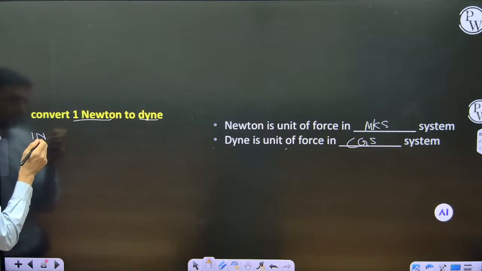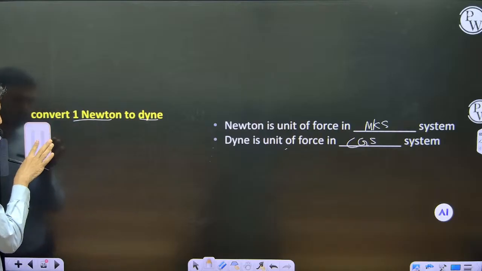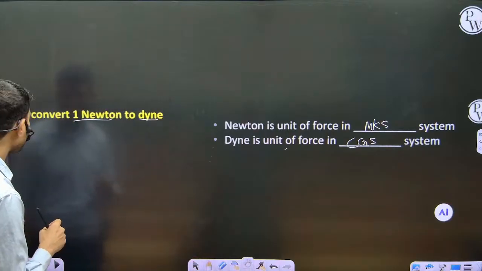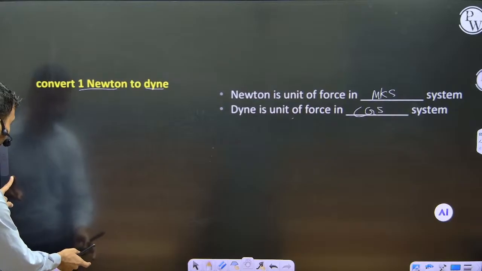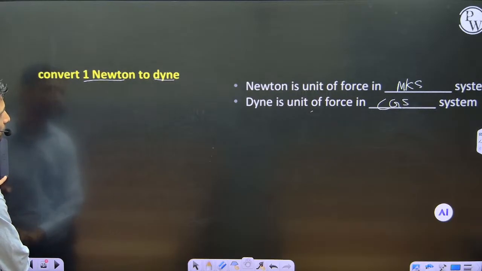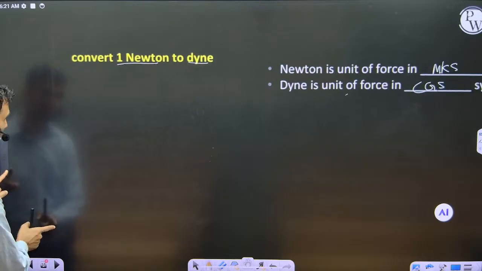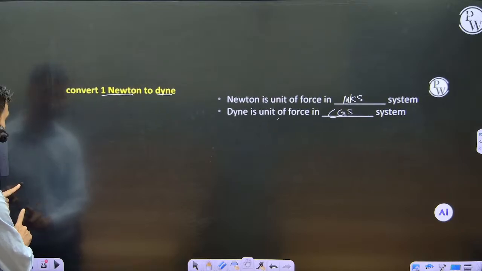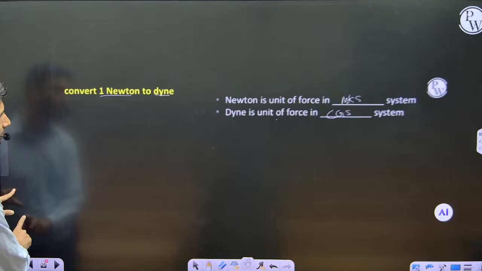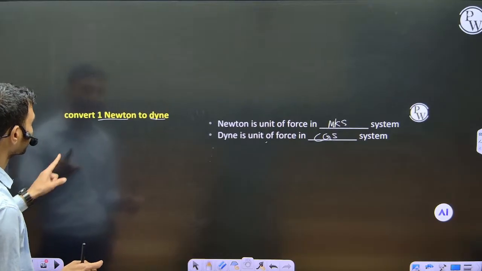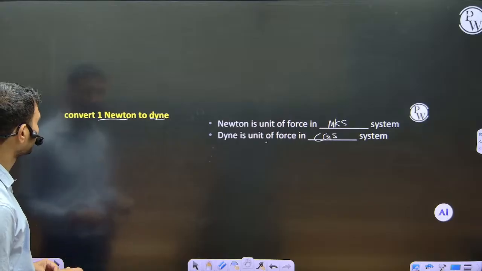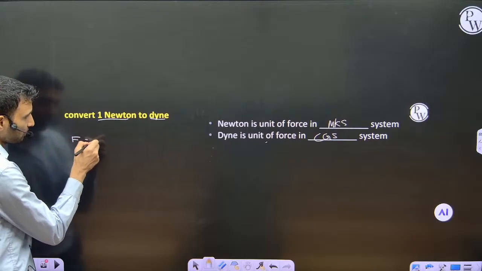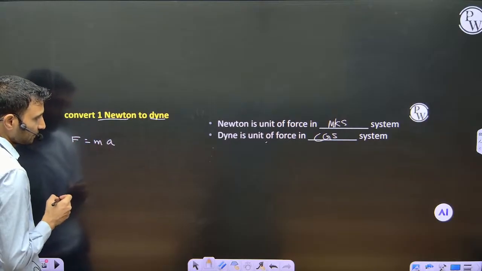So you see it's force, right? So first of all, let us see how to deal with force. Let's understand force. Let's write force. So we know that force is equal to mass into acceleration, right?